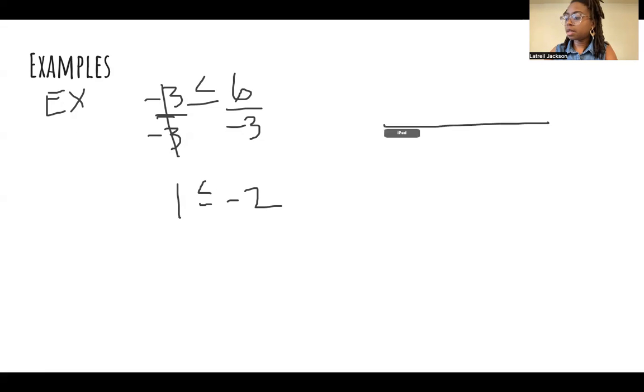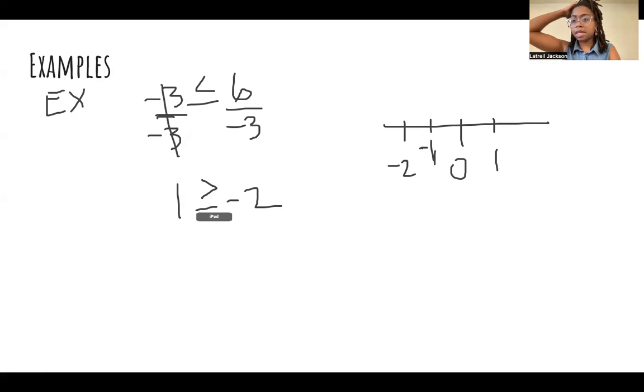If we look at the number line, here's 0, here's -2, -1 is here, and then here is 1. So 1, we can see, is greater than -2. So that's why it's important to flip the inequality symbol. If we flip it, it'll say 1 is greater than -2 and make the statement correct. All right, so remember to do that when multiplying and dividing by negative numbers. Let's look at some examples.